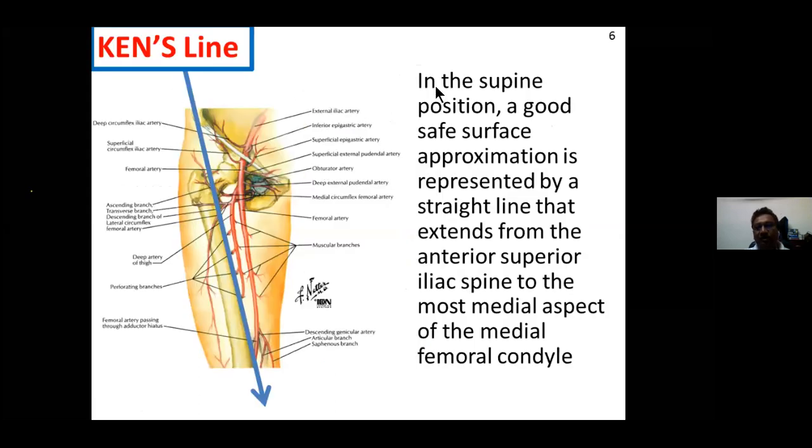This is the supine position. In the supine position, a good safe surface approximation is represented by a straight line drawn from the anterior superior iliac spine to the medial margin of the medial condyle. This is called the Kinz line. It represents the safe zone. You see the vessels are medial to the Kinz line.